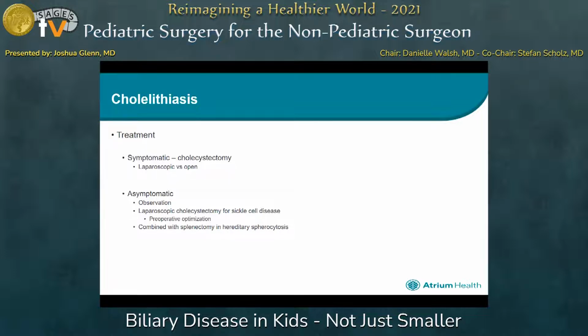Patients with hereditary spherocytosis and asymptomatic gallstones may benefit from a combined cholecystectomy and splenectomy. However, if no stones are present, cholecystectomy is usually unnecessary as the risk of developing biliary disease after splenectomy is low.